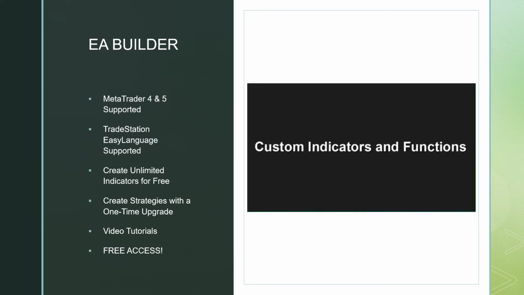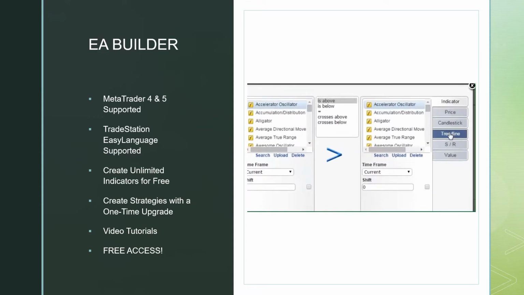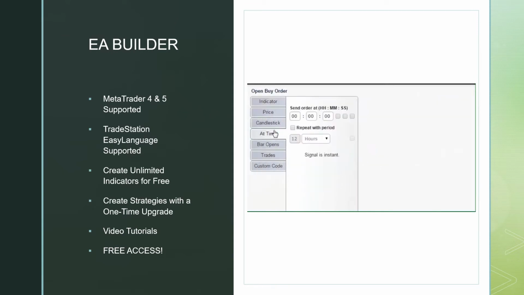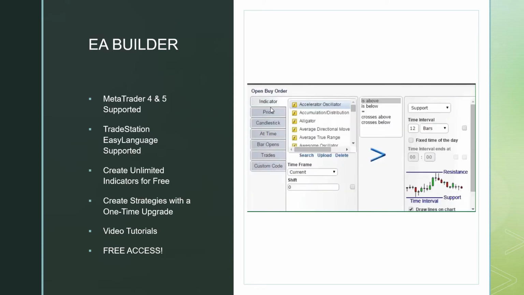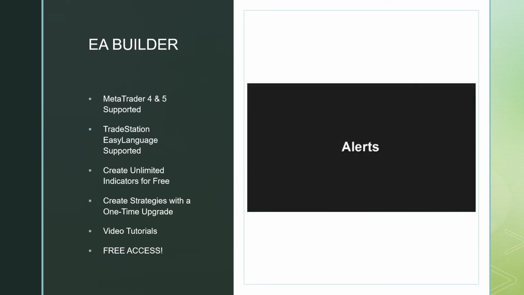Custom indicators and functions. Besides all the standard indicators and amazing built-in functions such as trend lines, support, resistance, and time of day, you can add custom indicators or custom functions, so there are really no limitations on what you can do with EA Builder.